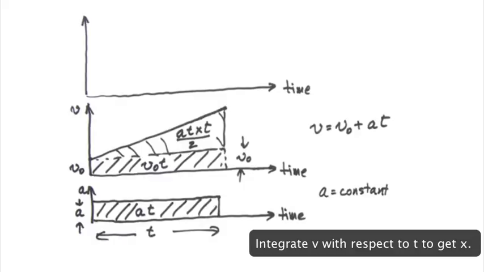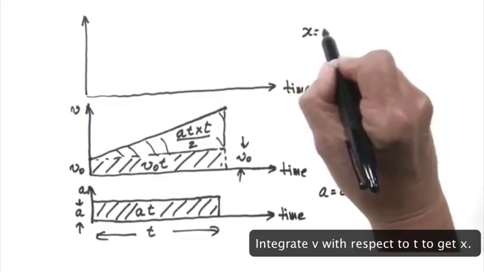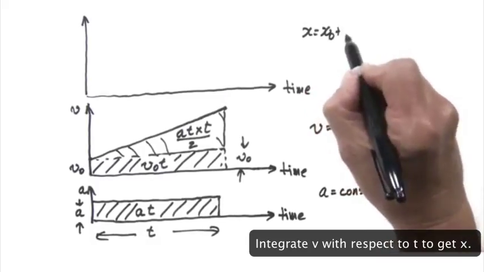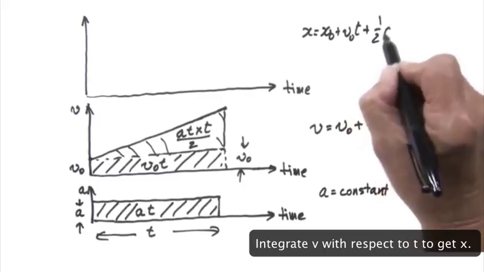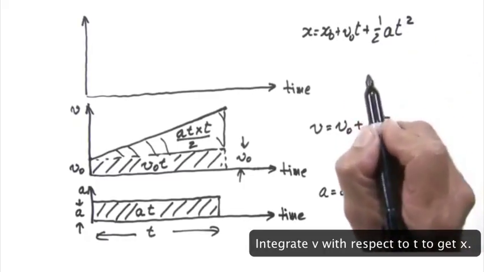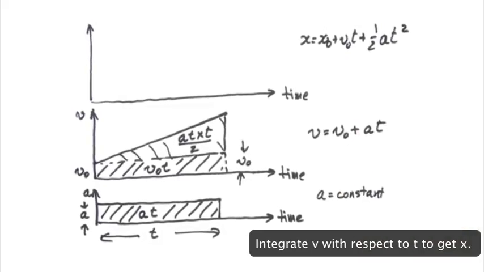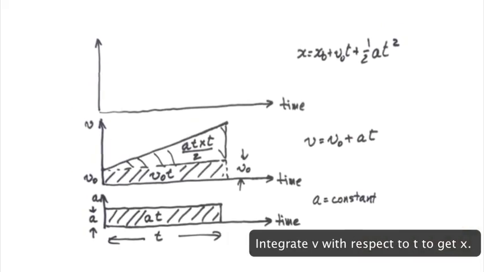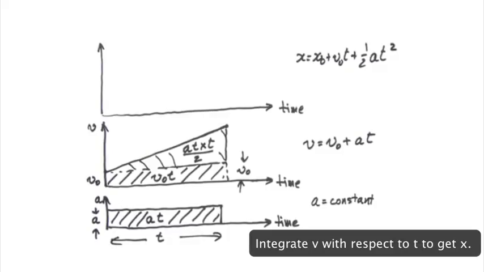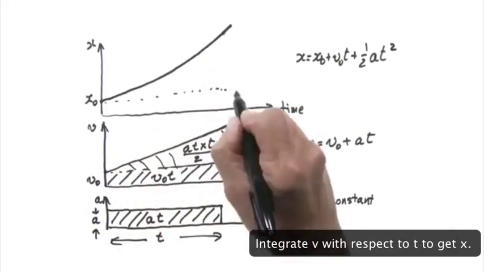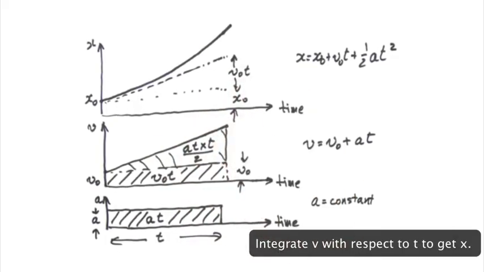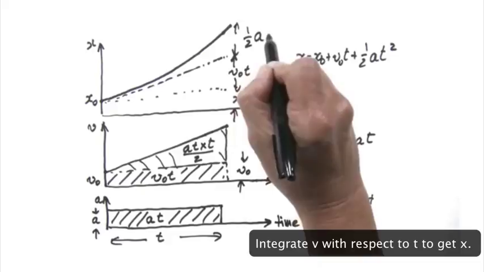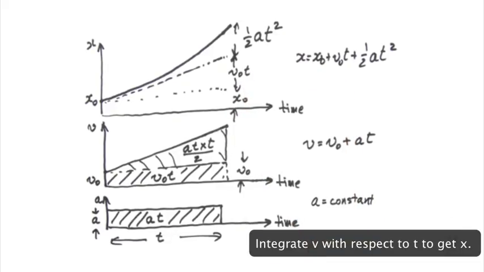So the displacement x has three terms. x0, the initial displacement, plus v0 times t, which is the area of the rectangle part under the v of t graph, and finally half at squared, which is the area of the triangle part under the v of t graph. It's easy enough to interpret these terms. x0 is its initial position, and then there's an increase v0t due to its initial velocity. We'd have that term even in the absence of acceleration. And finally, there's a term half at squared because this object is accelerating.